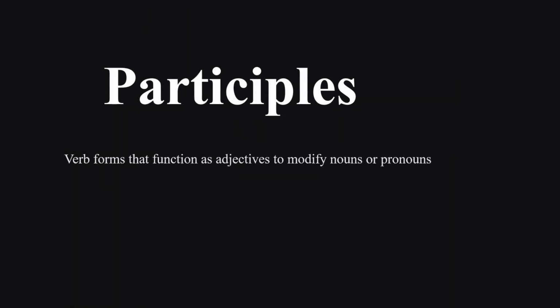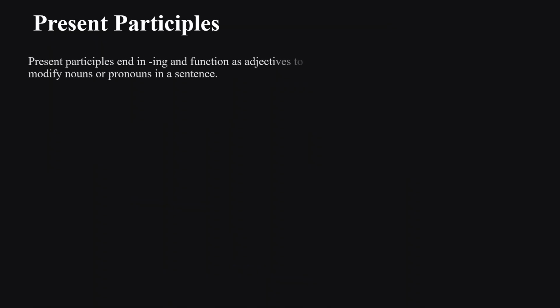Next, participles. A participle is a verb form that functions as an adjective. Its job is to modify a noun or a pronoun. There are 2 types, present participles and past participles. First, let's look at present participles. Present participles end in ing, just like gerunds. But their function is different, they describe nouns.